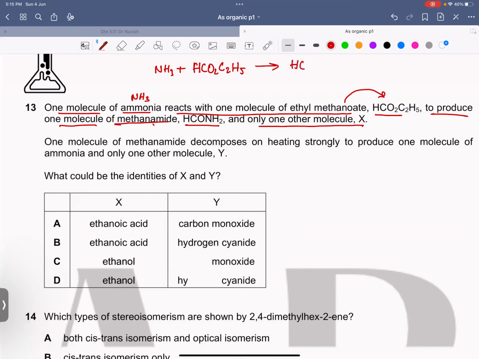From HCO2C2H5, HCO is left, and there is an NH2 over here. So what is removed from HCO2C2H5? C2H5O is removed, and the hydrogen from here is removed, which is obviously going to bond with this O. So the other product would be ethanol, right?